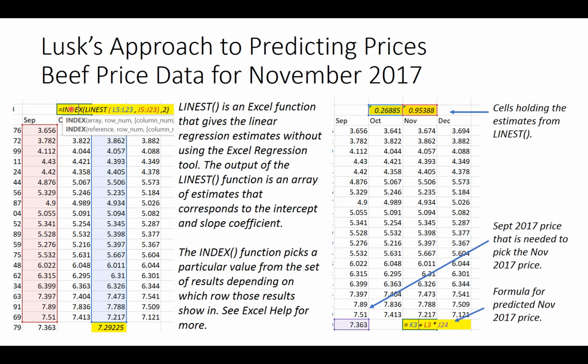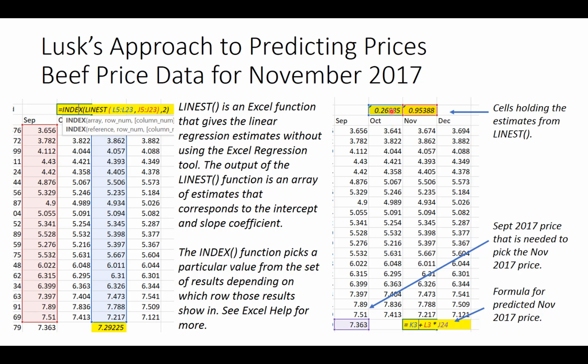The second function he uses is the INDEX function, and the index function just points out a particular value from a set. So you see the 2 that's represented here, that is saying, give me the second item, the index number 2, the second item of the output of this linear estimator function. Okay, so the linear estimator function, if you have this versus this, the first thing it gives you will be the intercept. The second thing it gives you is the slope. So this is a function for the slope coefficient.